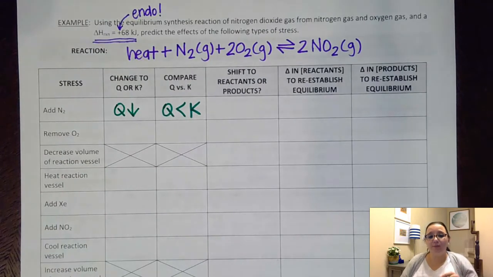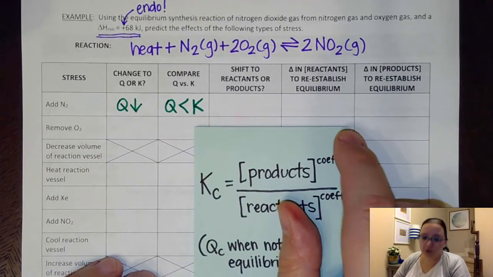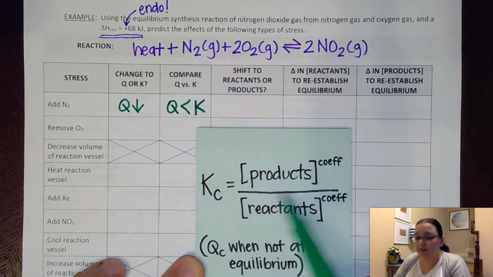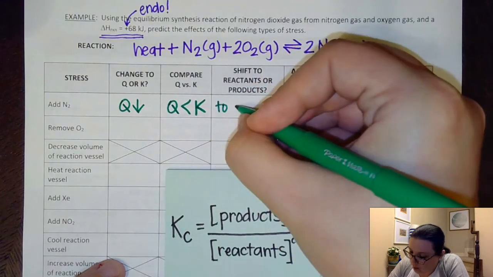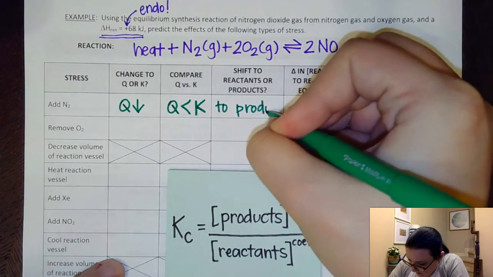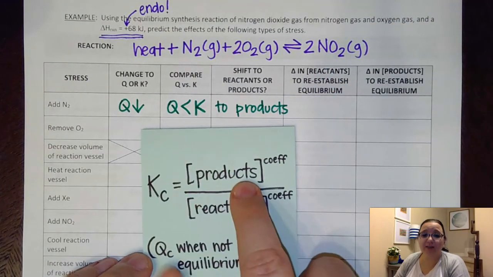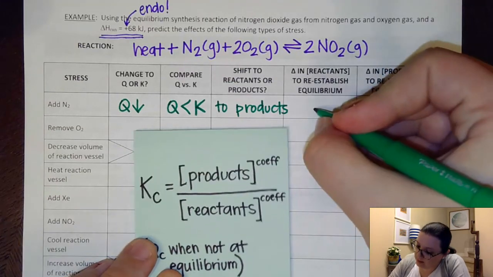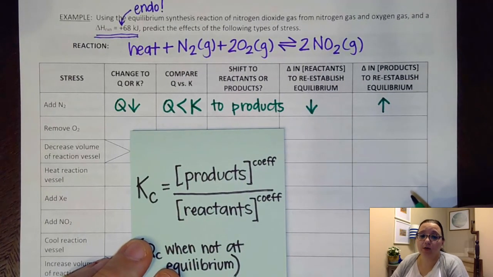And I need to do something in order to get Q back up to K. And so I'm going to need to shift some things around in order to do that. So to get Q bigger again, I would need to increase my product side. So I'm going to shift to the products. And as a result of shifting to the products, my reactants are going to decrease. So we're going to see a decrease in reactants and an increase in products to reestablish our equilibrium.